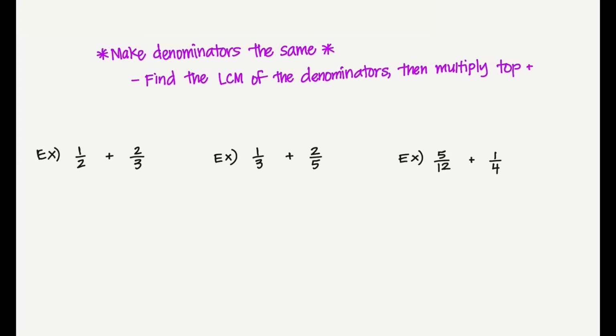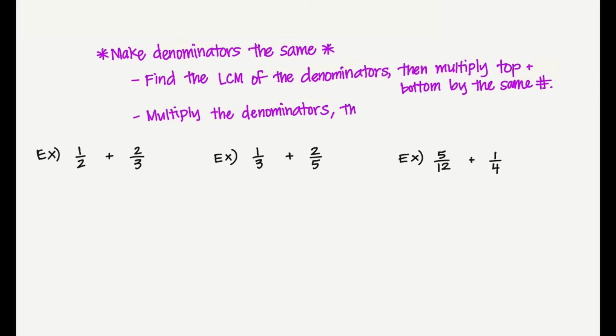So then you would multiply the top and the bottom by the same number so that their denominators will match. Another way that you could match the denominators is simply by multiplying them by one another, okay? So what this is going to do is it's going to make a bigger denominator, and so most likely you'll have to reduce your fraction in the end, but if you're not that great with finding the least common multiple, then this is a great way to start.